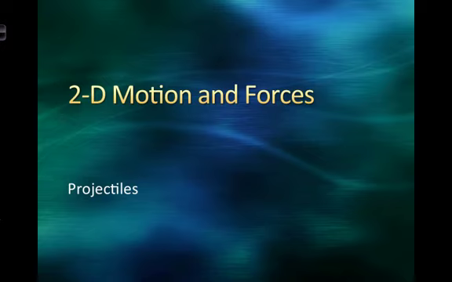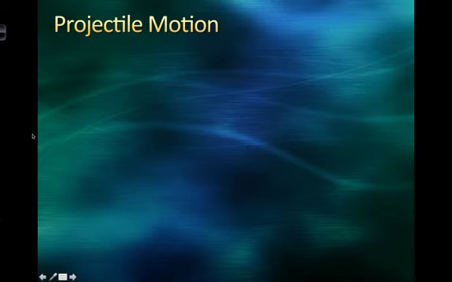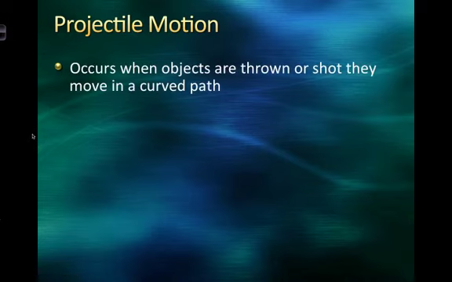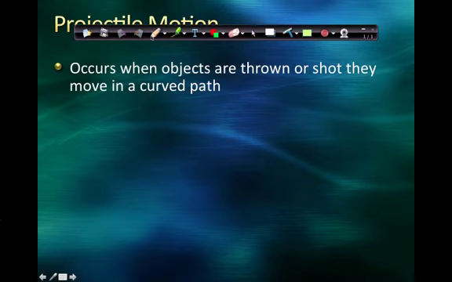Alright, so we're going to be looking at projectile motion today. Projectile motion happens when objects are thrown or shot or pushed or kicked off of some sort of height. It can also happen when things are thrown or propelled upward and then come downward. Projectile motion always happens in a curved path.